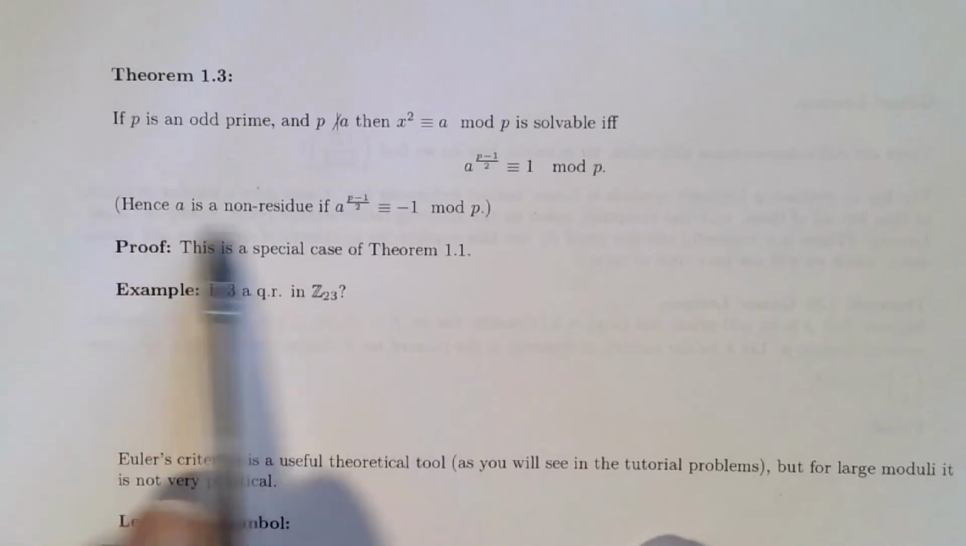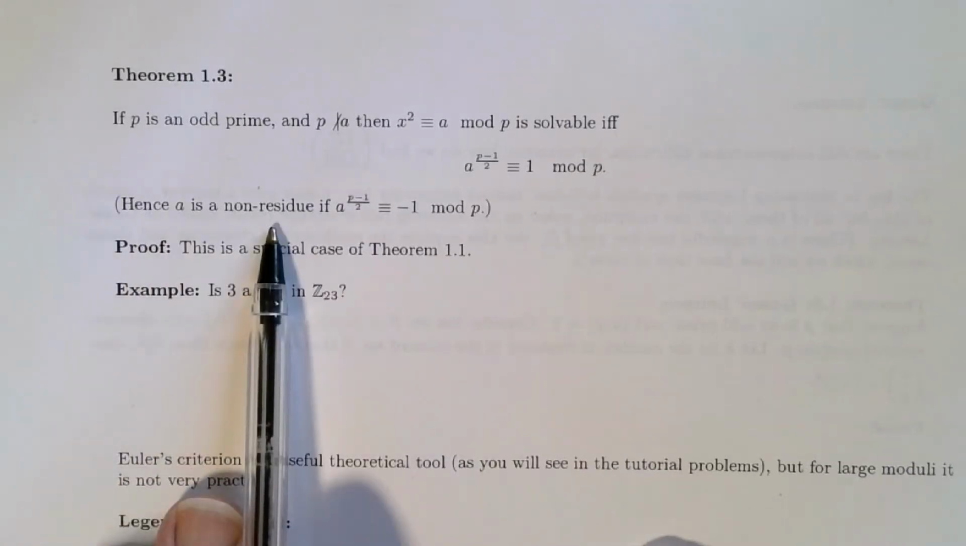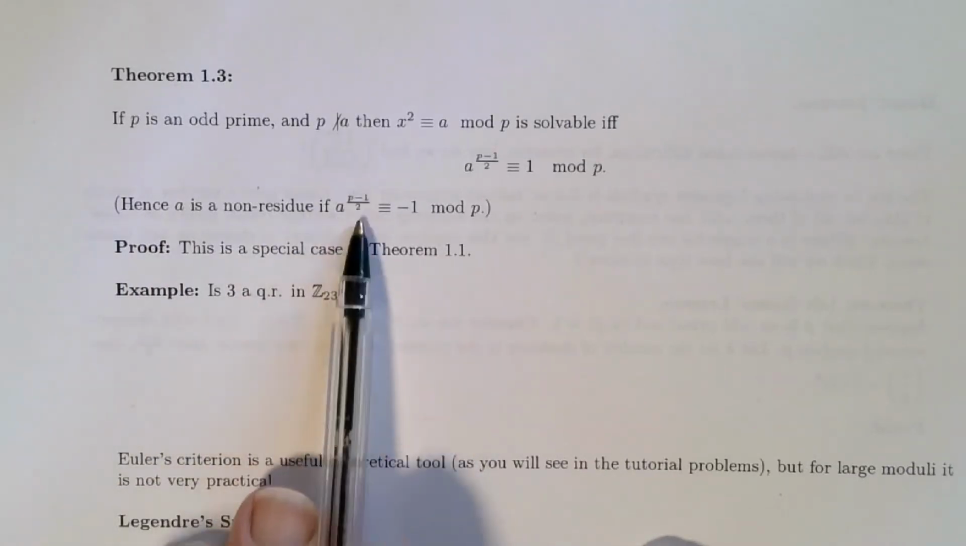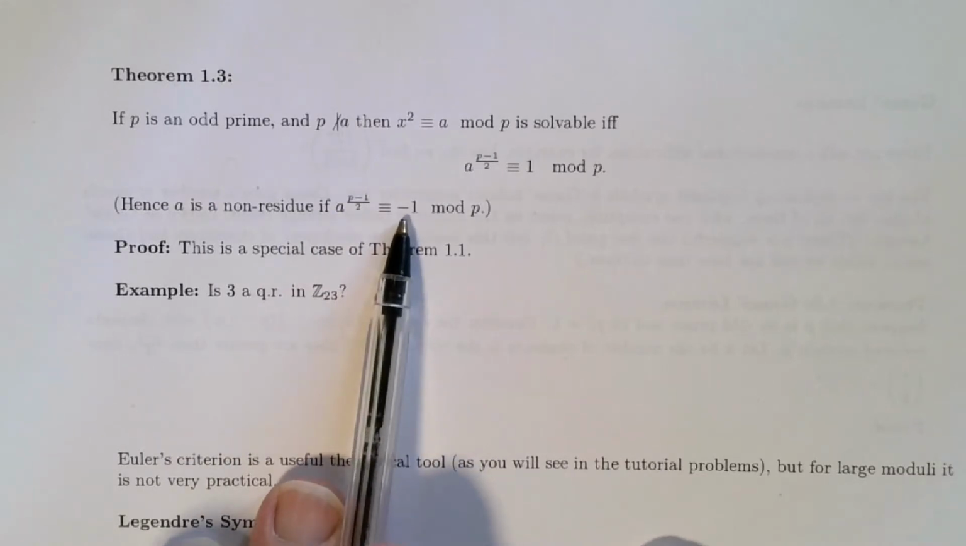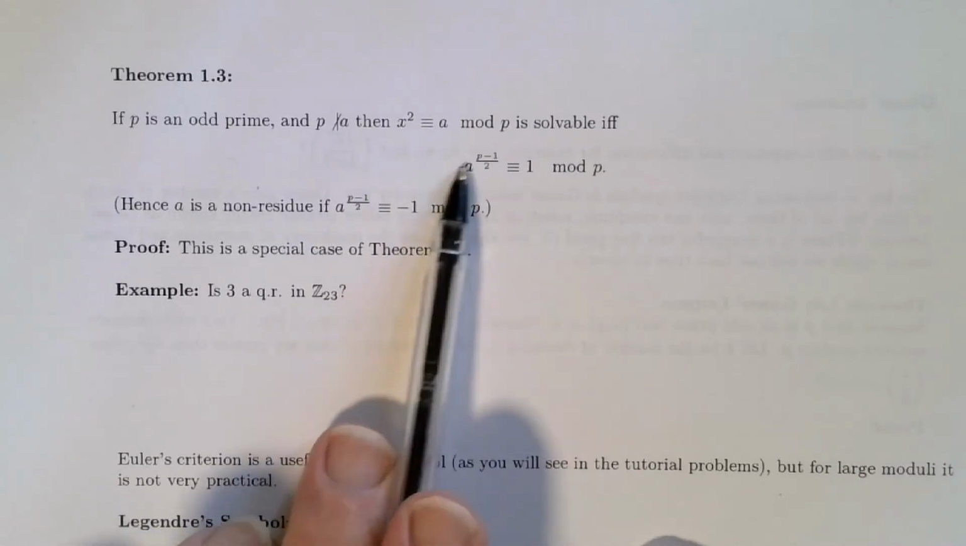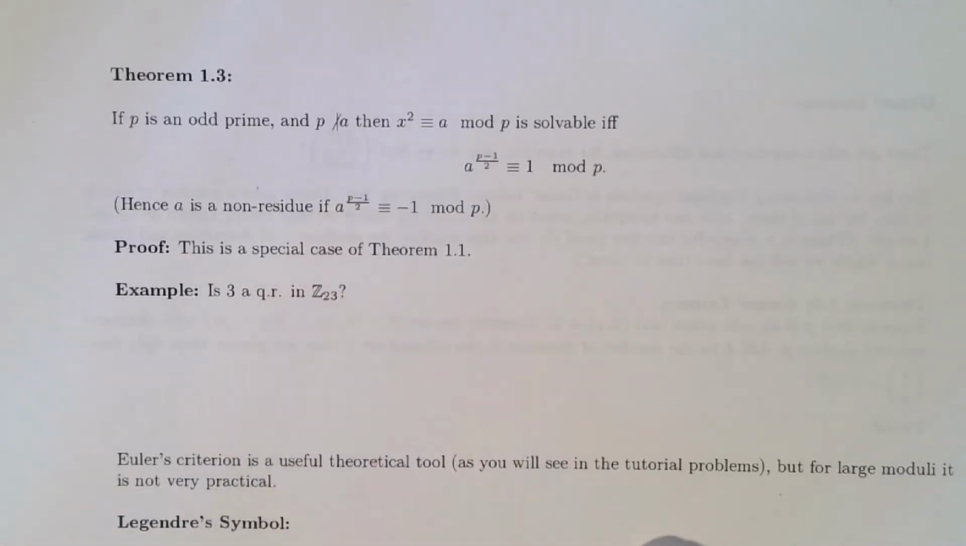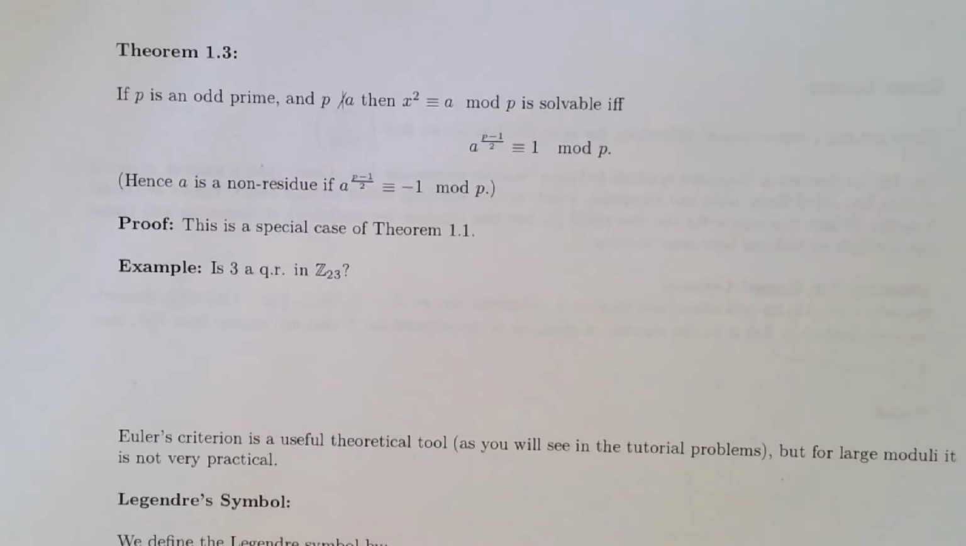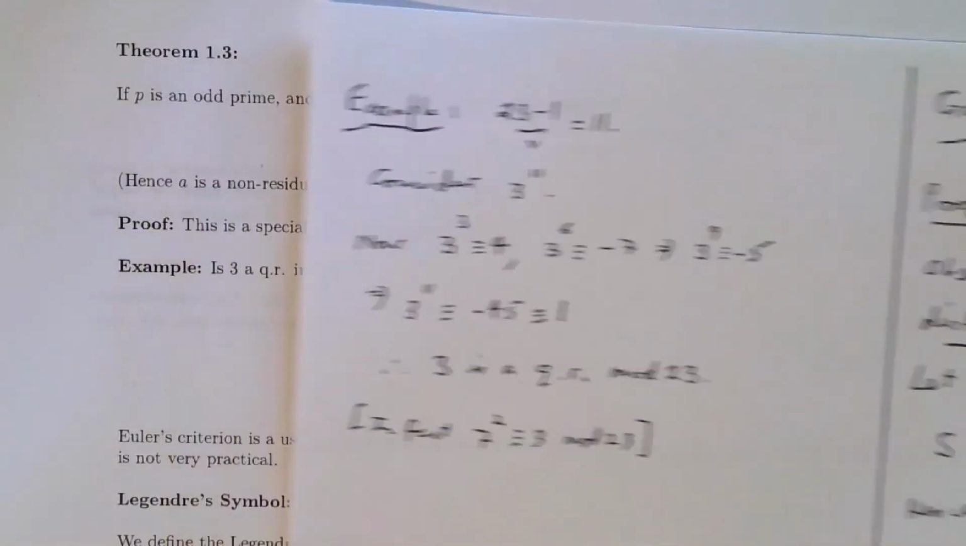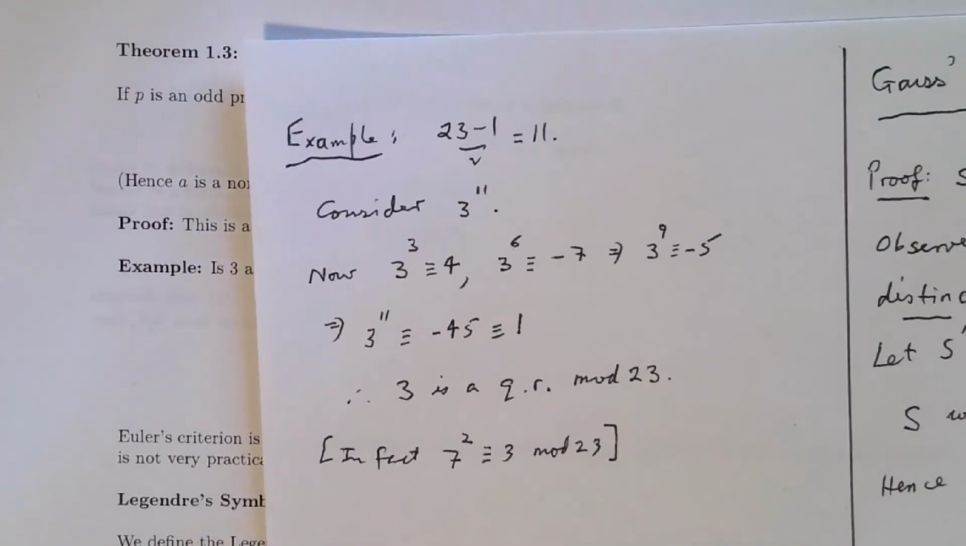That means that a is a non-square, or a quadratic non-residue, if a^((p−1)/2) ≡ −1 mod p. So at least at the moment, this gives us some kind of criterion for checking when a number is a square. And just as a little example, I've kept the numbers small here, but is 3 a square modulo 23? Let's do a little example to have a look at that.